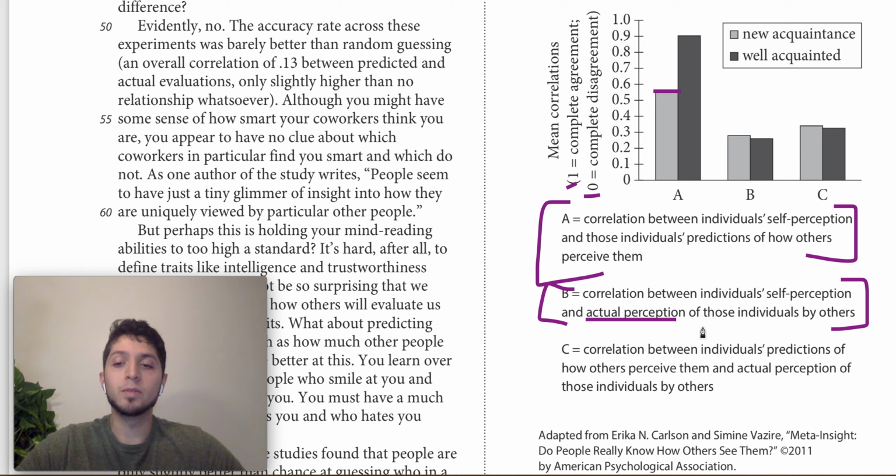C is the correlation between individuals' predictions of how others perceive them and actual perception of those individuals by others. So this is basically my prediction of how you'll think about me versus what you actually think about me. So instead of my understanding of myself versus how you understand me, this is my prediction of how you understand me versus how you actually understand me. There are very slight, subtle differences, and it can be confusing.